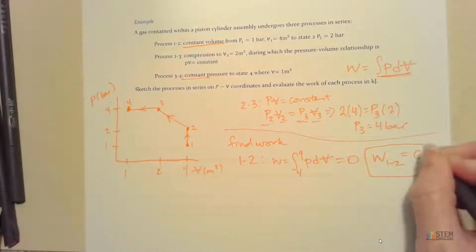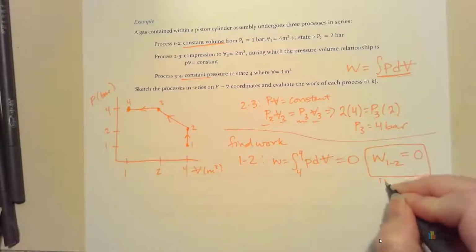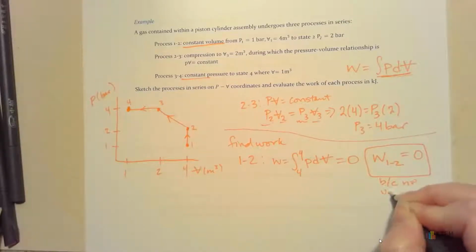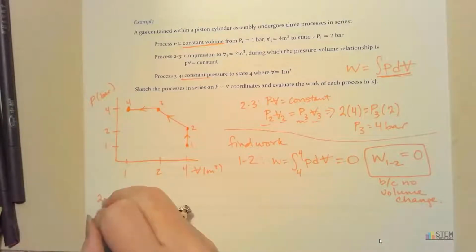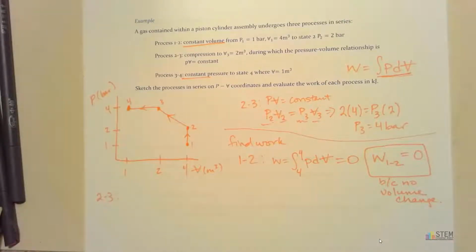And it's 0 because there is no volume change. So anytime you have no volume change, you're not going to have work. Okay? So keep that in mind because that can save you time. If you're told it's constant volume, you know automatically no work if you've got these closed systems like this. Okay? So next one is process 2 to 3.